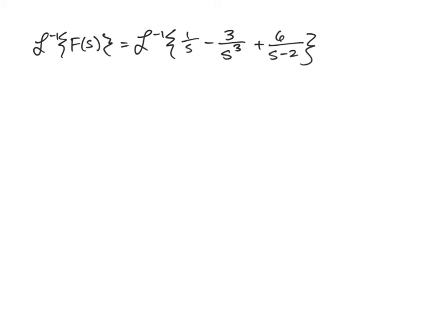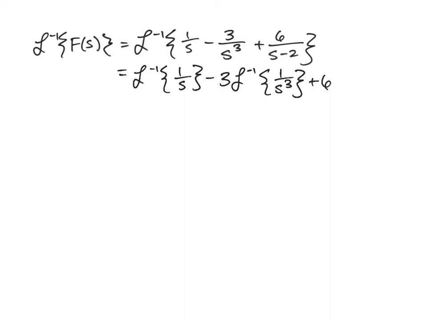Now, one property that we see in this chapter, that I haven't talked about in the video but I talked about in lecture a couple weeks ago, is that the inverse Laplace transform has the same linearity property that the regular Laplace transform has. It's sort of obvious if you think about what that all means. But we're going to use that linearity property now. That means we can break up the sum and write the inverse Laplace transform of the sum as the sum of the inverse Laplace transforms. So, the inverse Laplace of 1 over S, minus 3 times the inverse Laplace of 1 over S cubed, plus 6 times the inverse Laplace of 1 over S minus 2.